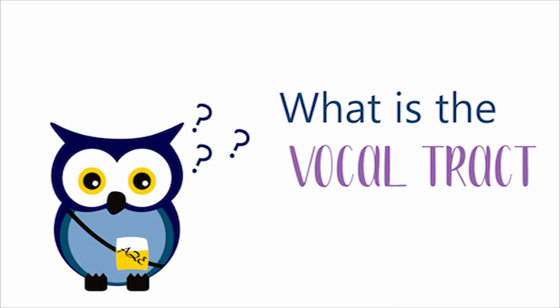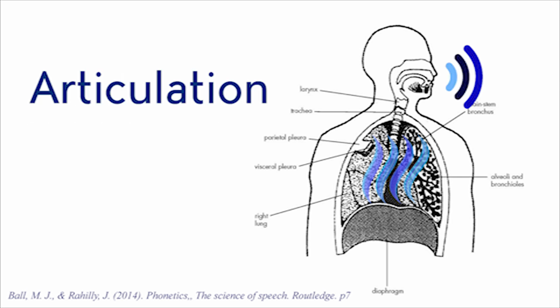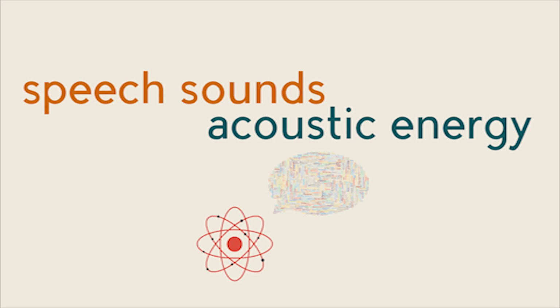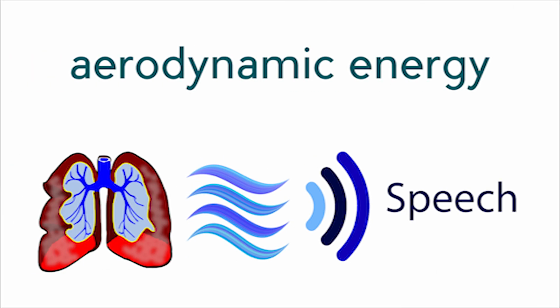What is the vocal tract? This is a picture of the vocal tract. The lungs pump up the air, and what the vocal tract does is convert air into sound. So conversion of air into sound is articulation. Think of speech sounds as acoustic energy. We know that energy changes form. So here we have aerodynamic energy, which is produced by the lungs, which is converted into acoustic energy by the vocal tract.